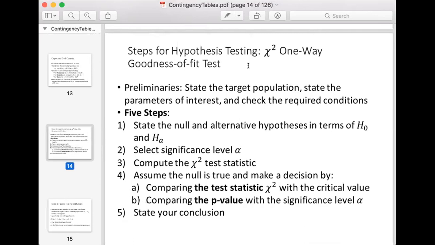Or, second, you can look at the p-value and compare it with your alpha significance level. If the p-value is less than the alpha value, that's a significant result, and you will reject your null hypothesis and conclude with your alternate. If the p-value is greater than your alpha value, you will fail to reject your null hypothesis. And finally, you will state your conclusion based off of that.